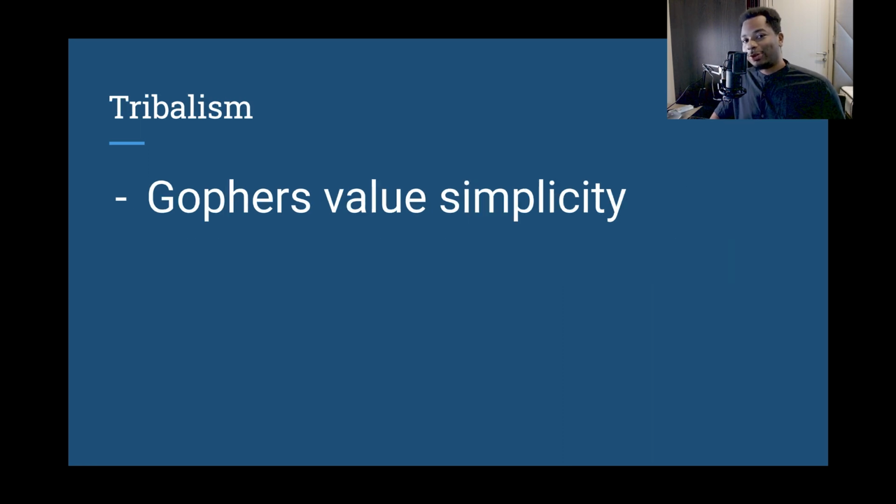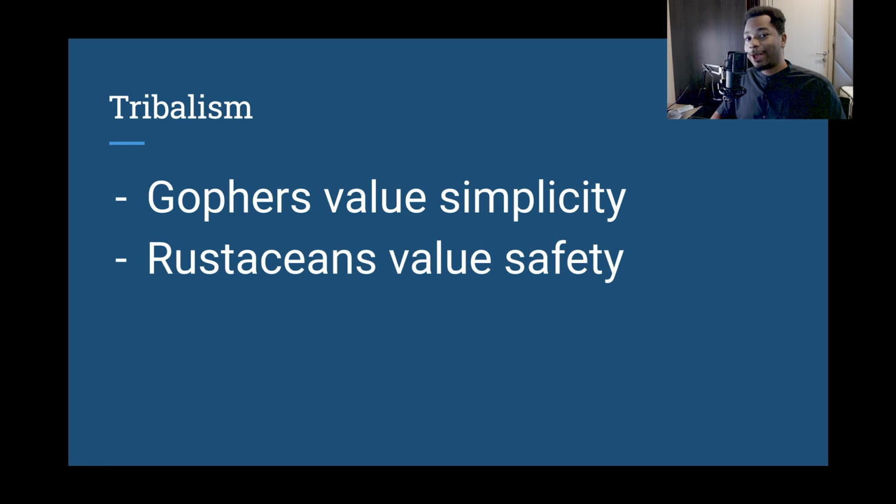So one thing I want to talk about when it comes to programming languages is tribalism. So Gophers are all about simplicity. The biggest feature of Go is the lack of features in Go. That's what people love about Go. On the other hand, Rustaceans value safety. So there's this concept of safe and unsafe code in Rust, and that's not a subjective thing that you just feel. It's actually, there's an objective definition for what safe and unsafe is.